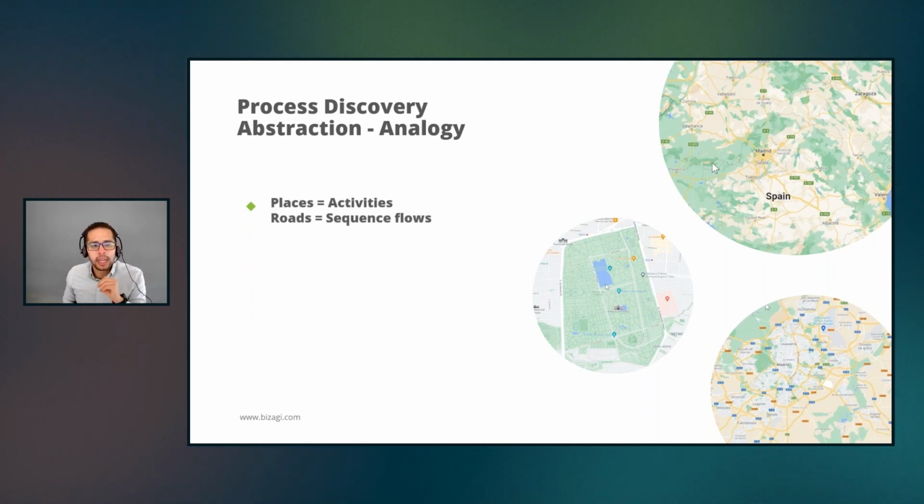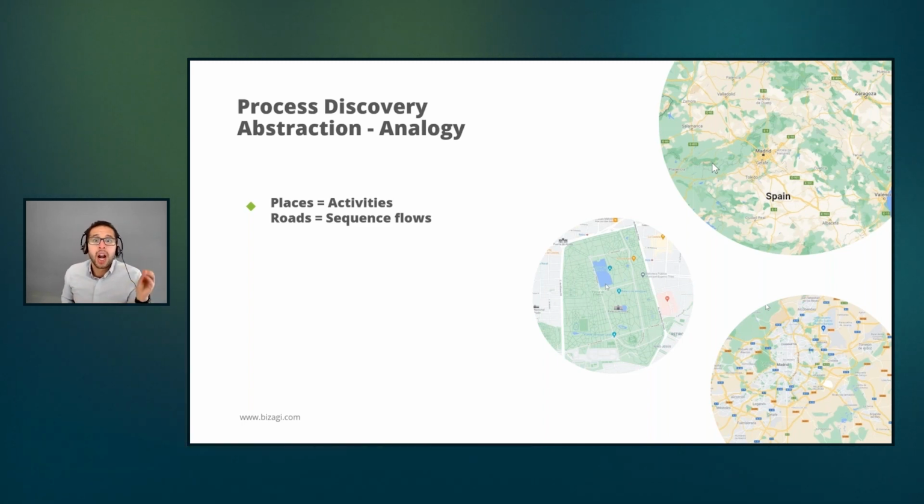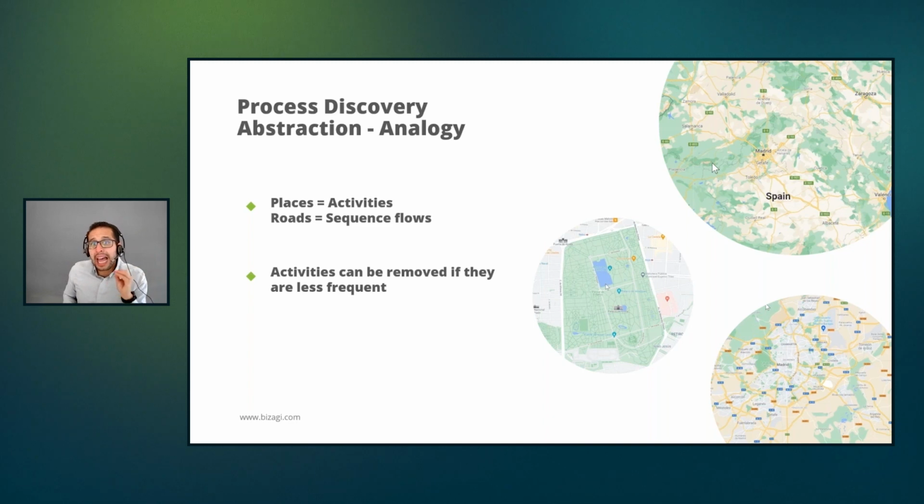So now, if we do the analogy, as in Google Maps, one country, one city, or one place is represented, this is something that we will represent as an activity in our Bizagi Process Mining tool. And the roads that we have from one city to the other, from one restaurant to the pharmacy, to the club, to my house, those roads are going to be represented as sequence flows in Bizagi Process Mining. And you can take out or you can add activities according to the level of abstraction that you want.